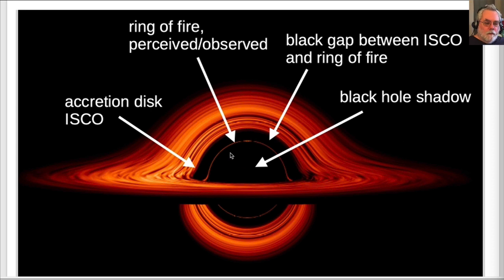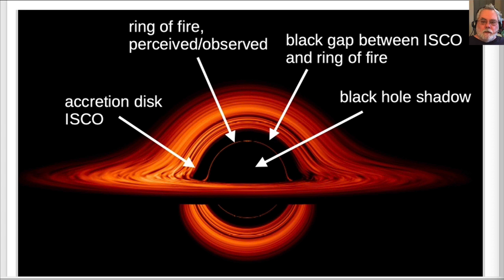So this black apparently circular volume is the black hole shadow. This is where the observer perceives the ring of fire, whose actual location is inside, but here's where we perceive the photons as coming from. Then there's a black gap. Then there's the ISCO, the inner edge of the accretion disk.